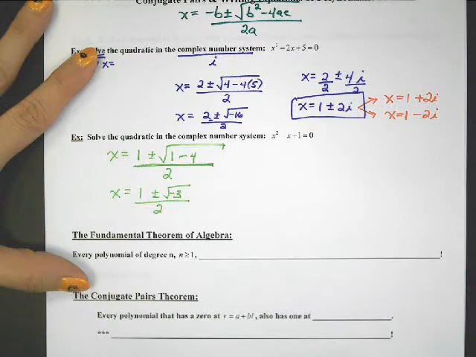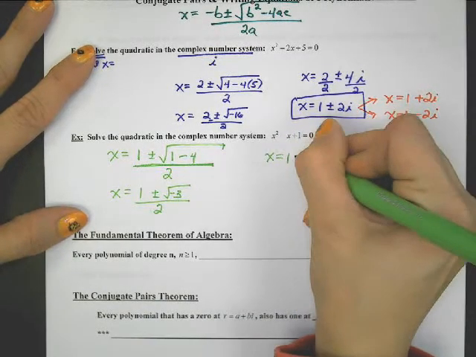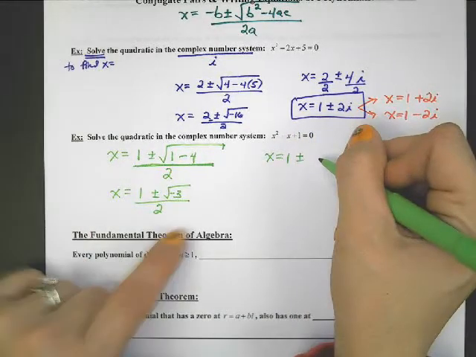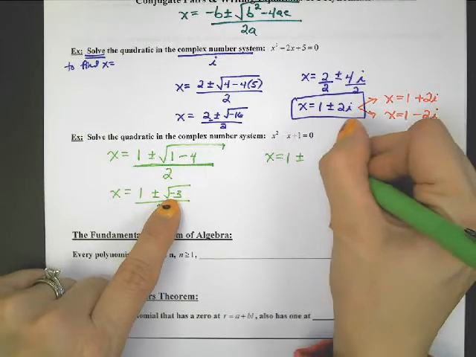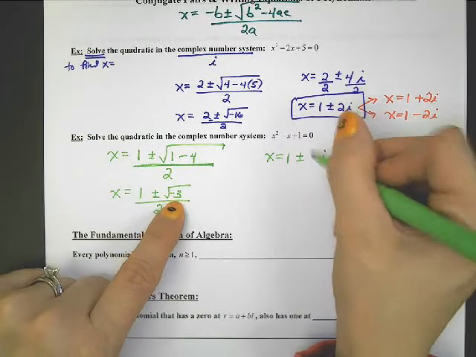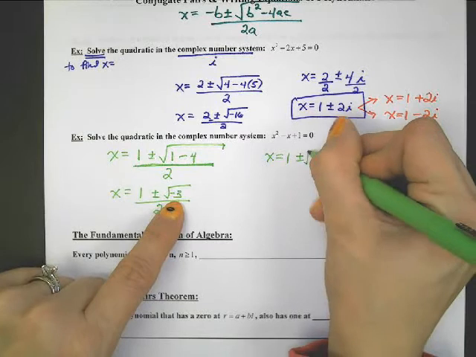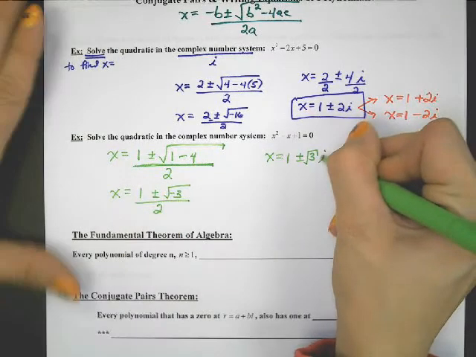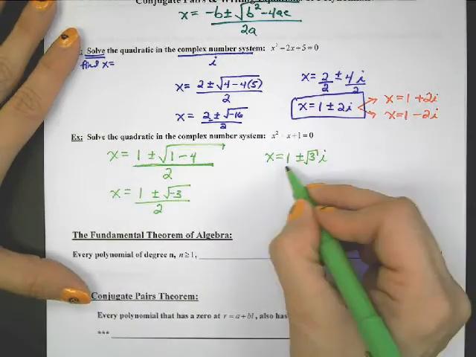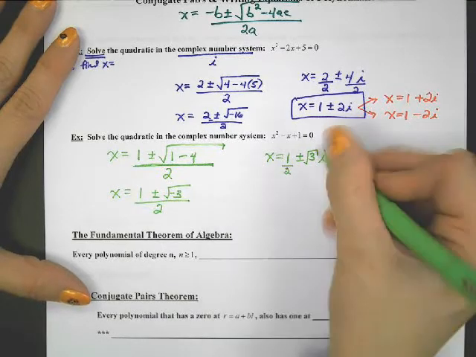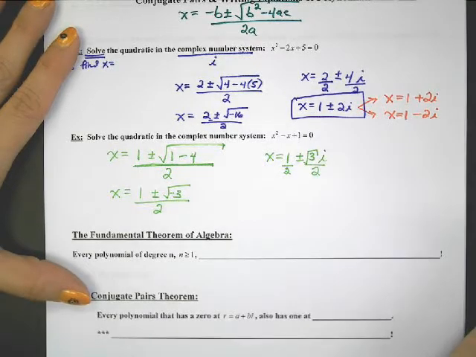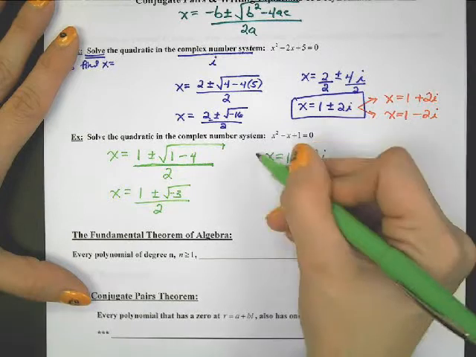I'm going to work on this radical as my next step. 1 plus or minus. The negative in the radical has to be an i, and the 3 cannot simplify, so it's just radical 3. Okay, make sure that your i is not in the radical. And then I'm going to give them each their own 2. So there you go.